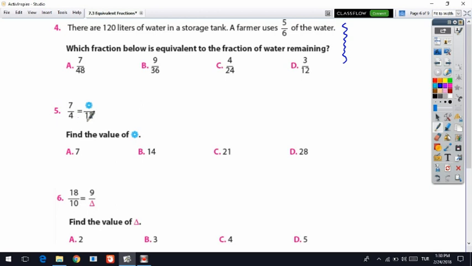First of all, you look at 4 and 12. Which number is bigger? 12. How can you get 12 from 4? By multiplying by 3. 3 times 4 is equal to 12. If you multiply the denominator by 3, you have to multiply the numerator by 3 too. Everybody, 7 times 3, here is 21. Is there any 21? Yes.